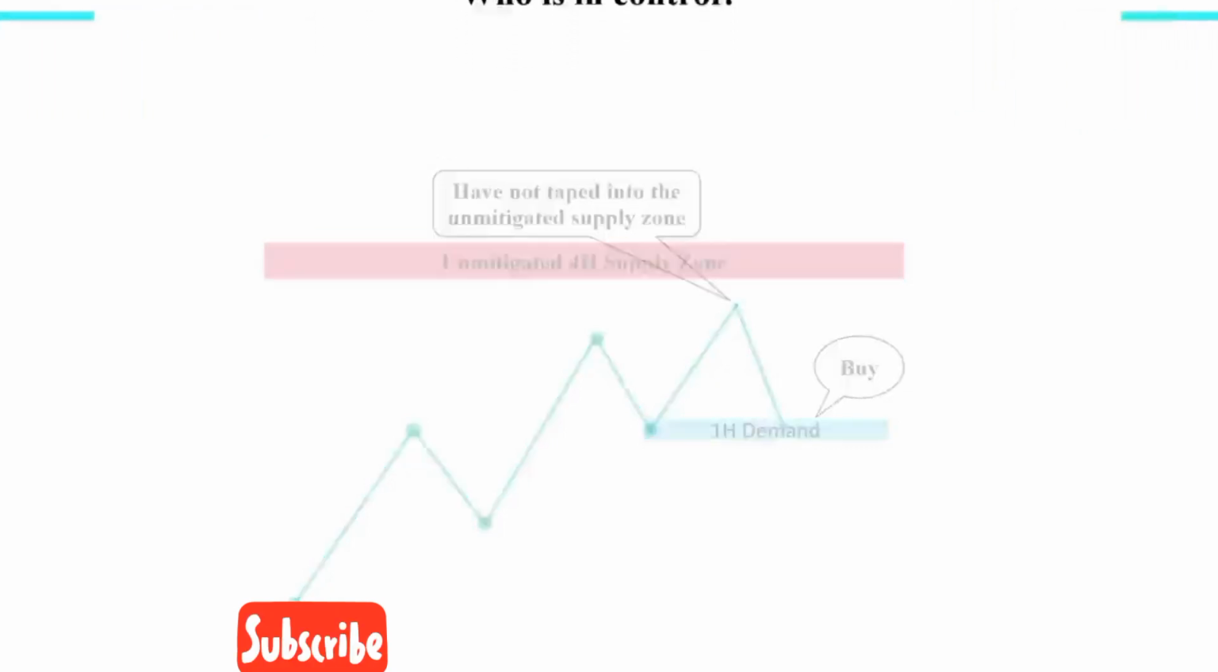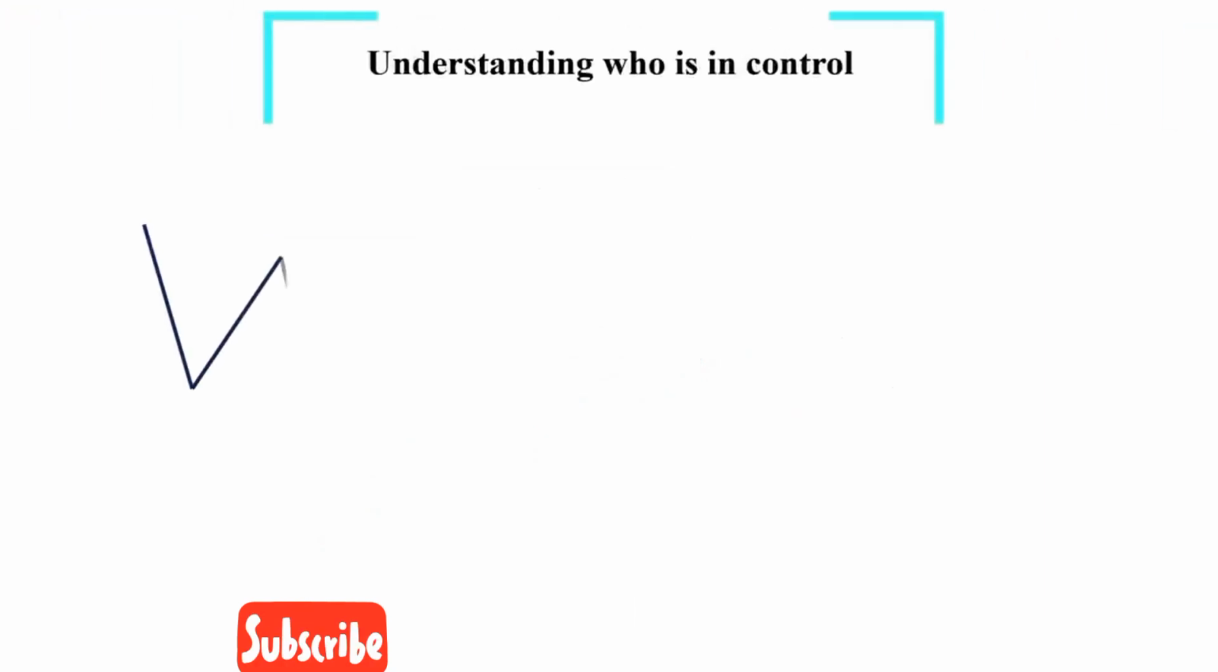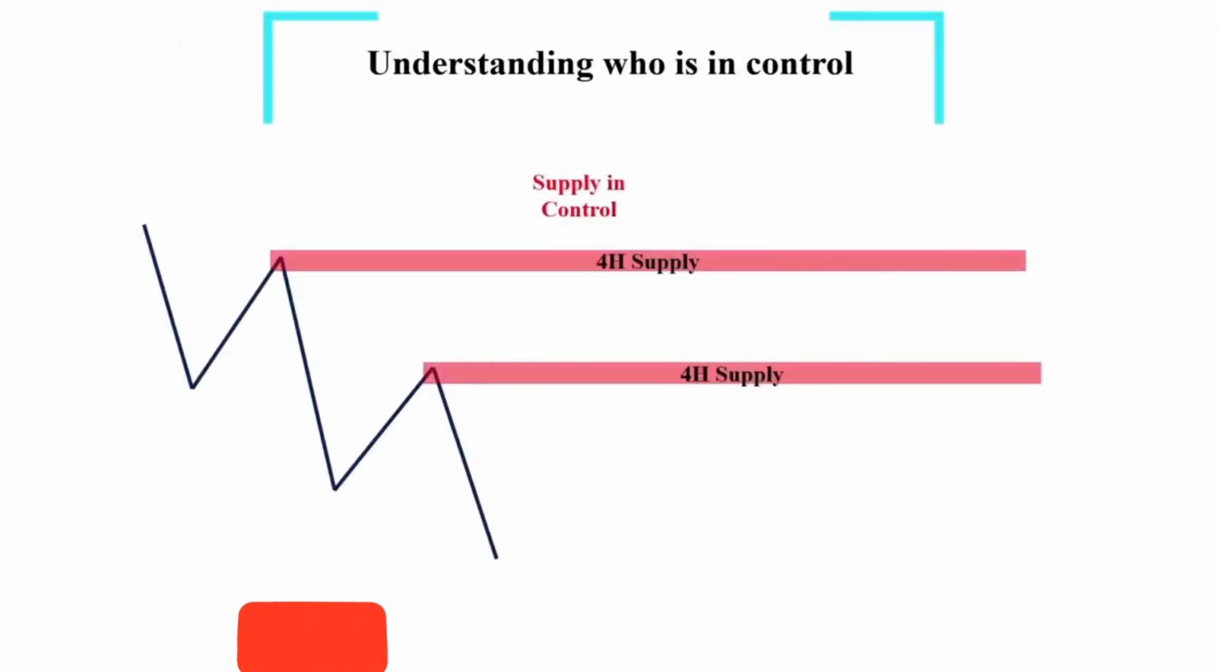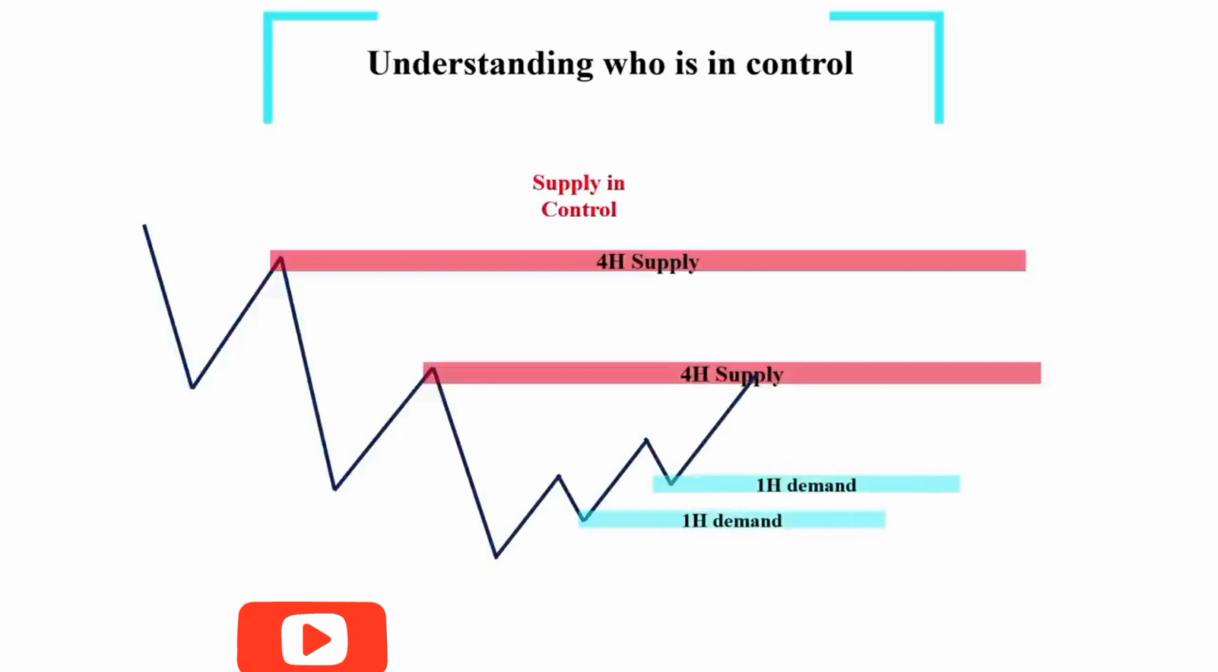Now let's have an example to explain how to establish which side is in control. Look at this example. Imagine this is a 4-hour structure, and we can clearly see that we are in a downtrend, so supply is in control. Although we have a short-term uptrend, as long as we stay below the 4-hour supply zone, we have a bearish bias. But if we break the major 4-hour supply zone, we can establish the demand took control.